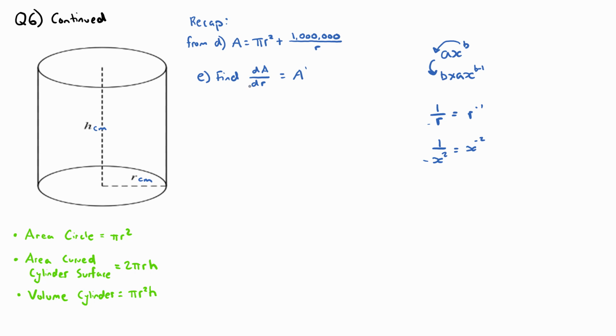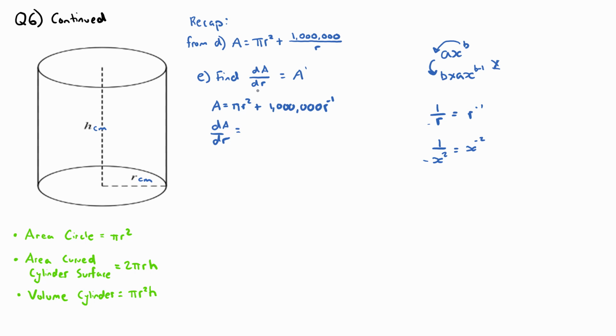So first things first, I'm not going to derive A, I'm just going to rewrite A as pi r squared plus 1 million r to the minus 1. So I haven't derived, I've still got A, but instead of writing it as a fraction with the variable r on the bottom, it's now r to the power of minus 1. So now I can derive this, dA on dr, using this concept here.